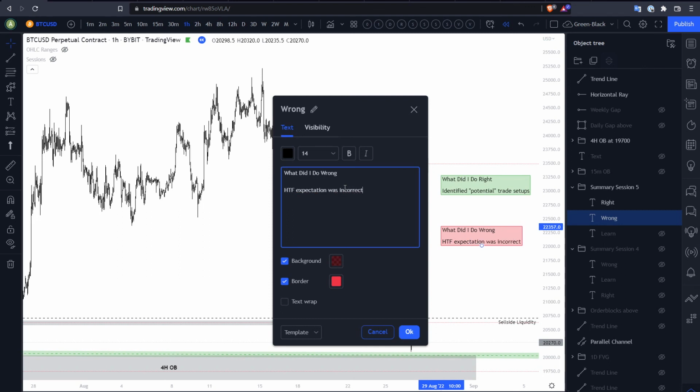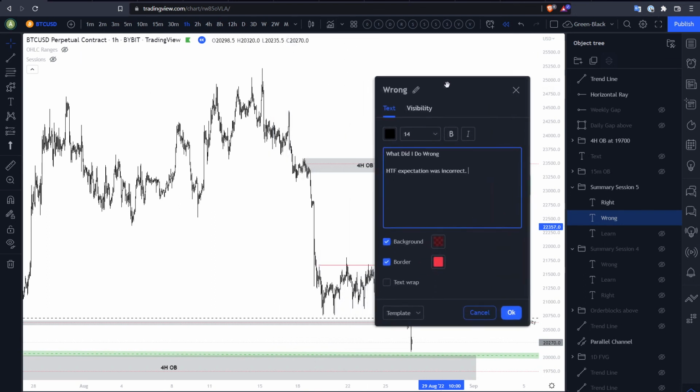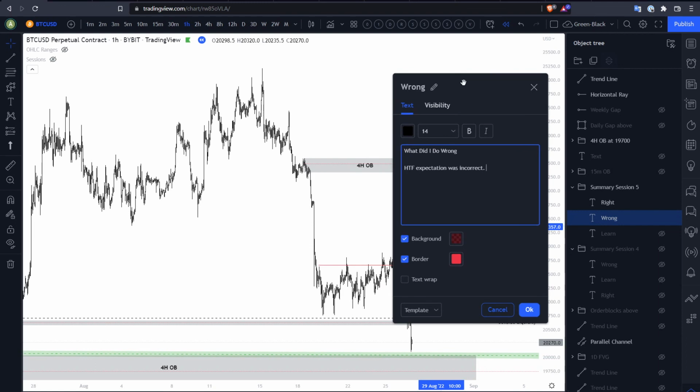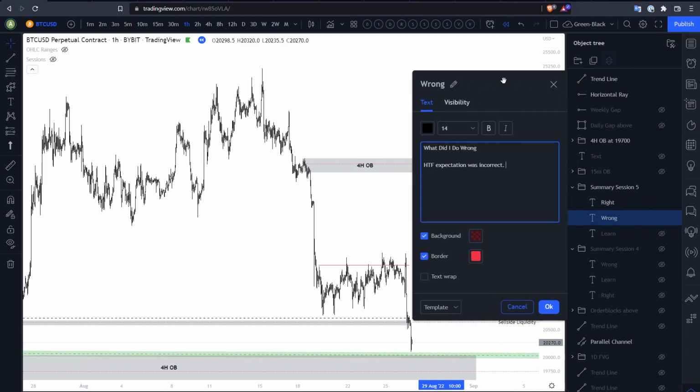No, it's not a huge mistake on its own. We all will make some mistakes when trying to predict some sort of moves. But nevertheless, it's something that I did wrong, as opposed to previous sessions where my higher time frame expectations of the moves were very much correct.